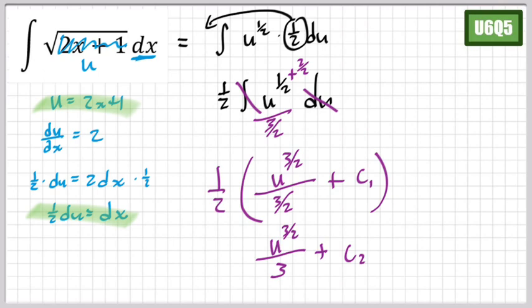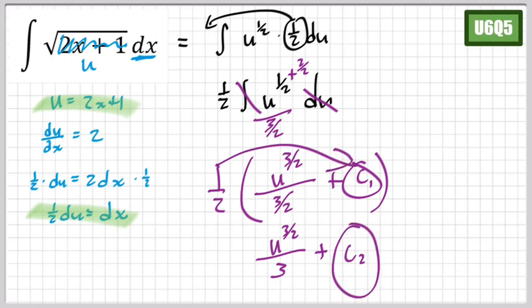Wait, what do you get, c squared? C, no, it's not c squared. It's c sub 2. How do you get that? Well, this is just a constant, right? It's a number without an x. And if I multiply by 1/2, that's just going to give me a new number without an x. I don't know what it is, though, so I just write c sub 2.